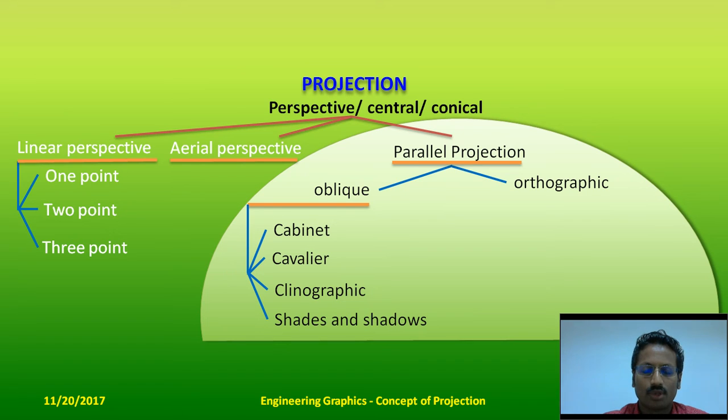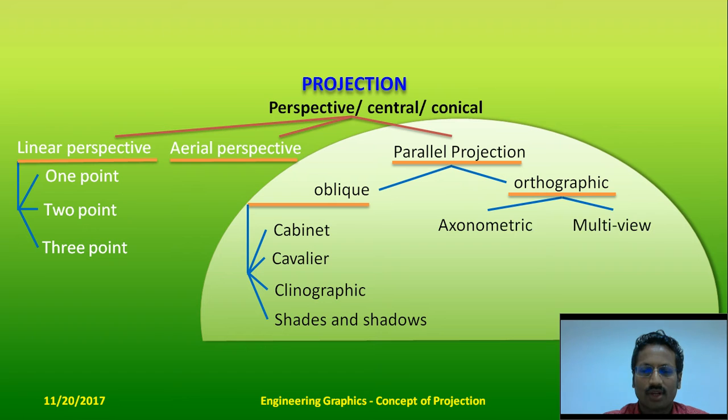And in oblique projection, you have cabinet projection, cavalier projection, clinographic projection, and shades and shadows. Widely used oblique projections are cabinet and cavalier. A cabinet projection is one in which the length of the object is going to be the same, whereas in case of a cavalier projection, which was widely used in those days for making military drawings, that's why it's called the cavalier projection, the length is foreshortened to half of its original length.